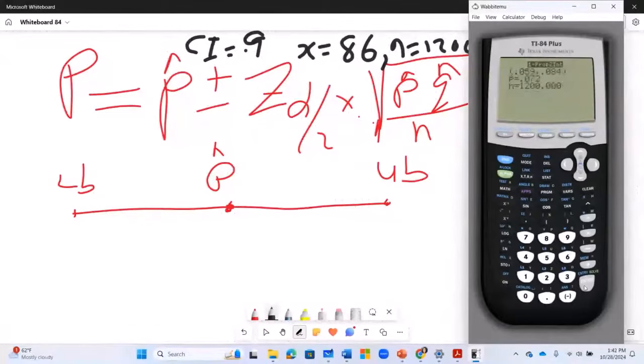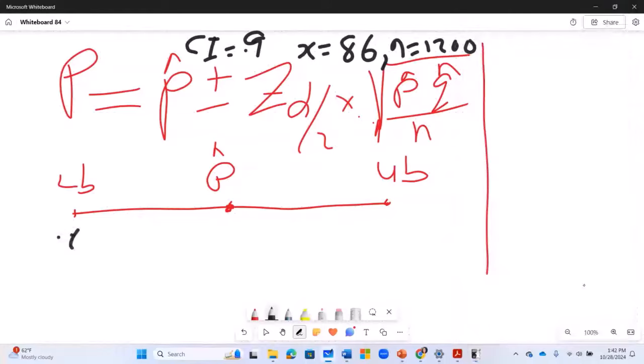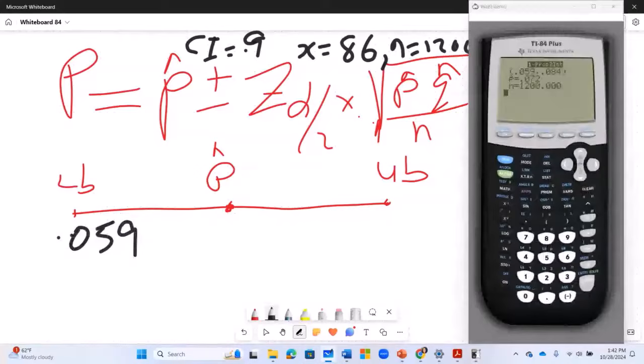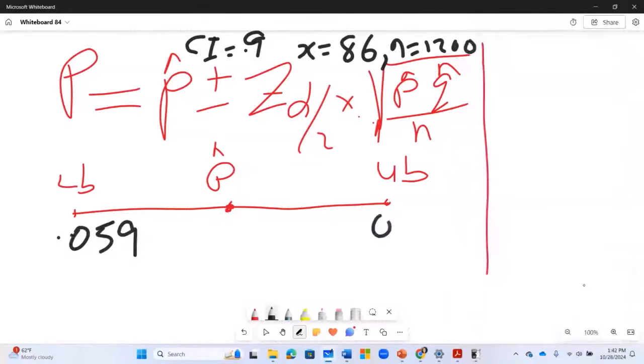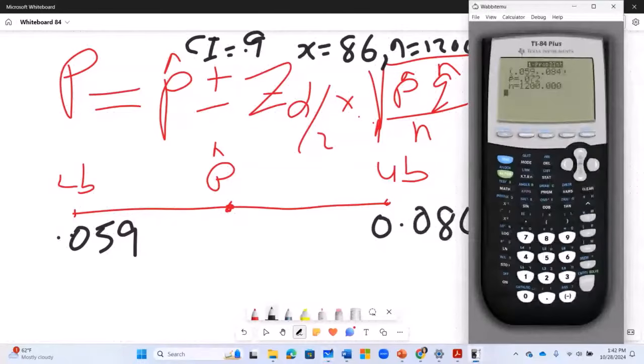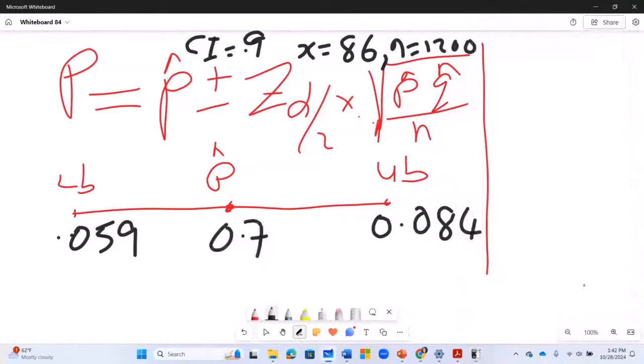It has given me the lower bound and upper bound of the confidence interval. The lower bound is 0.059 and the upper bound is 0.084. Let me first of all write the point estimate. The point estimate is 0.72.